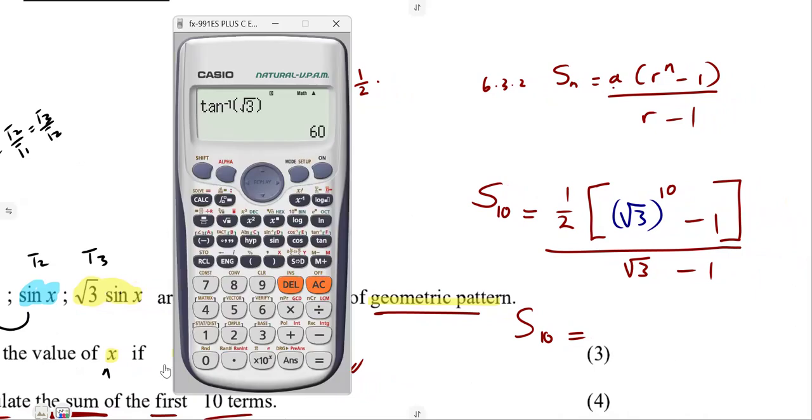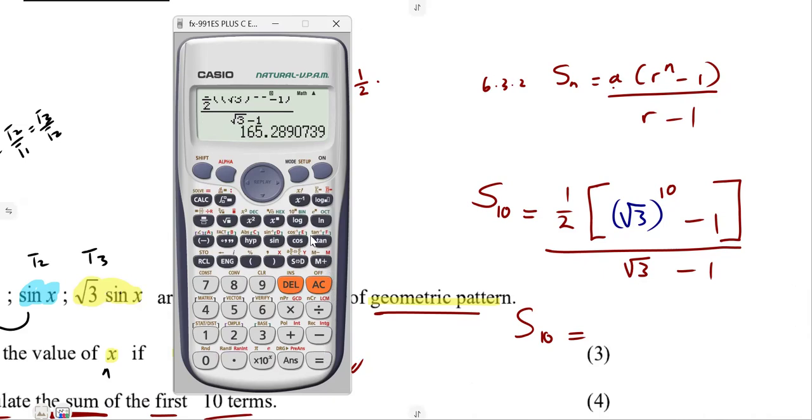Use the calculator at once. It can simplify all this. Evaluate 1 over 2. All right, 1 over 2. Then there, open the bracket. Open another one for the square root of 3. Close that bracket. Raise it to the power of 10. Okay, then subtract 1 there. Over the square root of 3. Then move aside, subtract a 1 like this.